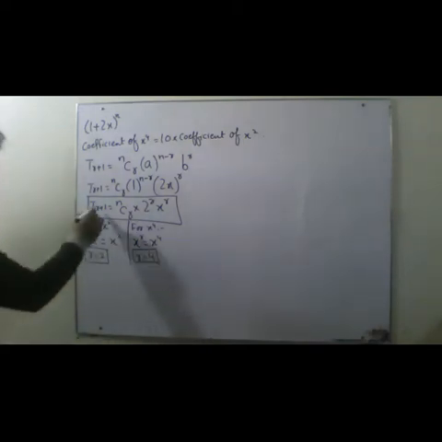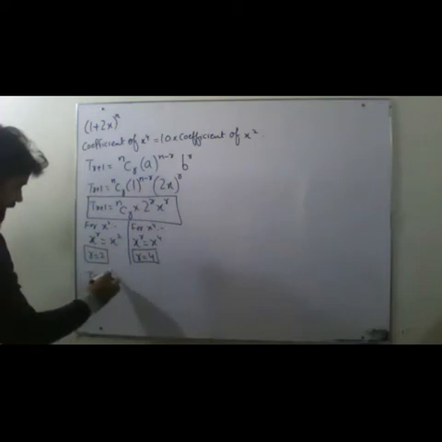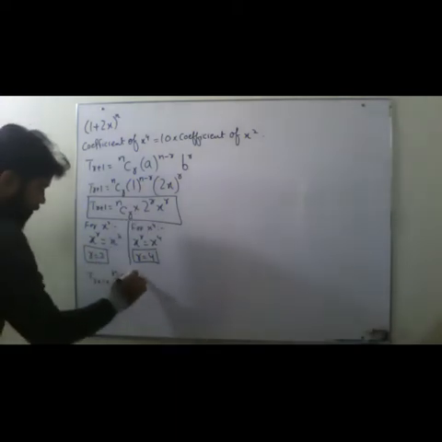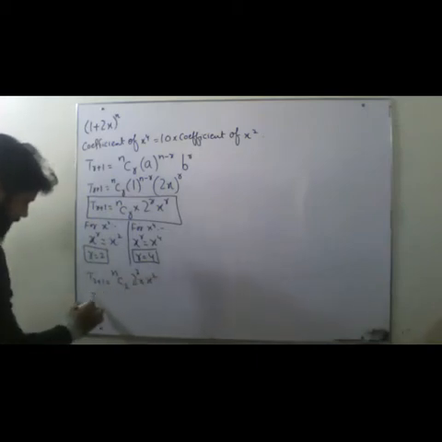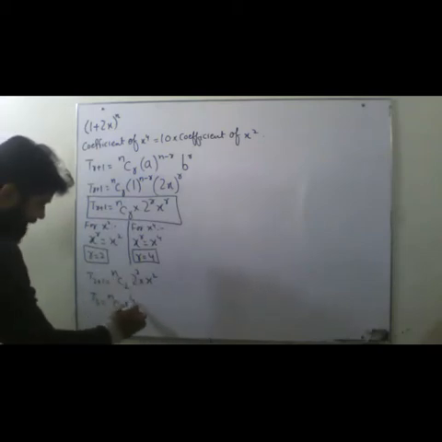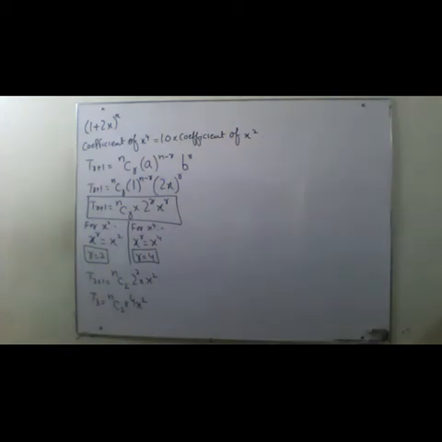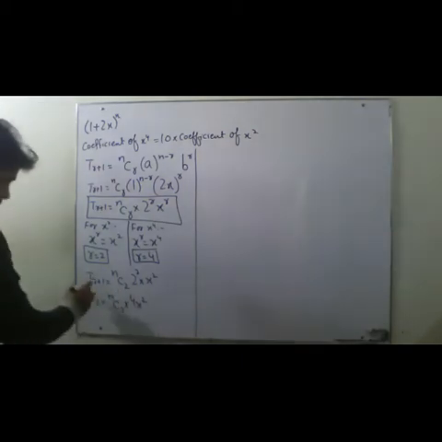So when I am going to plot 2, T(2+1) equals nC2, then 2 square into x^2. T3 equals nC2, I don't know n, so I'm keeping it like this, and this will become 4x^2. Okay, that's my first working. Now, going for the next one. This I have got.